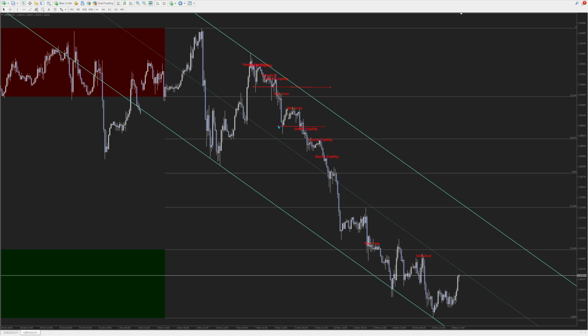Wait for a pullback. This is the pullback here. Draw your line of support and enter on a breakout into the downtrend. Again here, pullback, breakout, textbook trading with the trend, entering on breakouts in the trend direction.